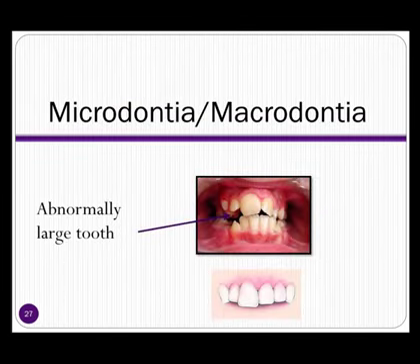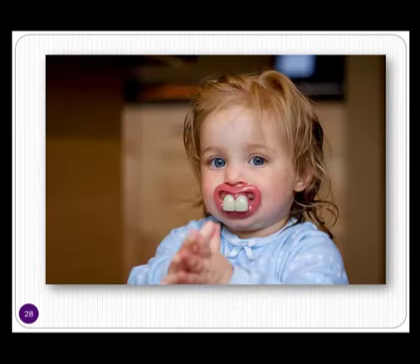Here is a case of macrodontia, in which the maxillary right central incisor is abnormally large compared to the other teeth. Since all the other teeth are normal in size and appearance, this is probably a hereditary issue.